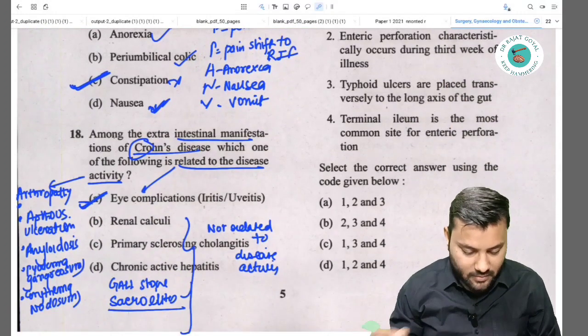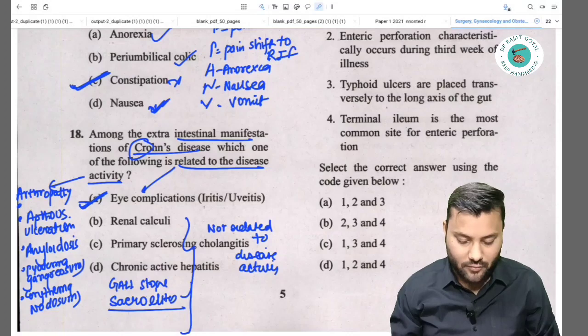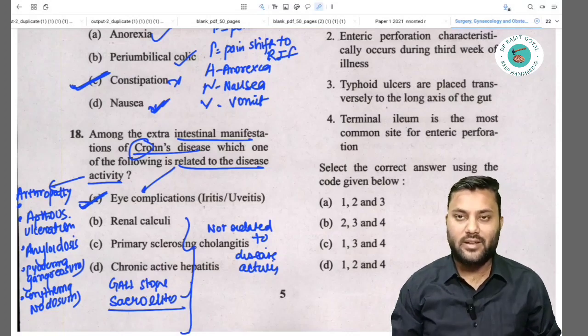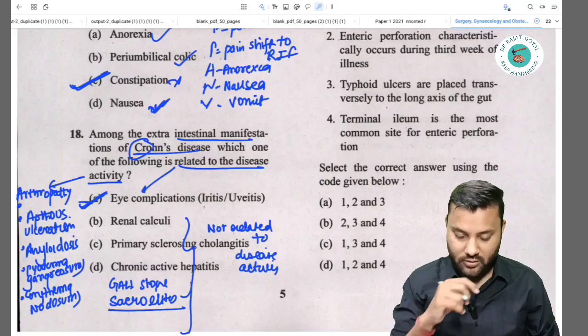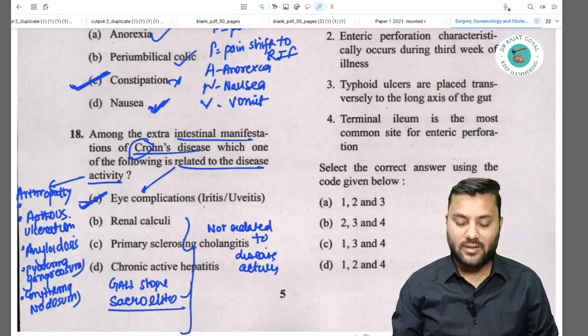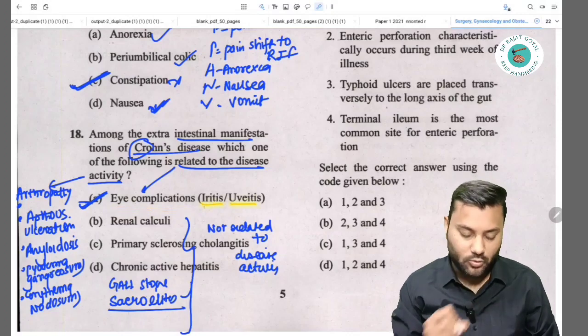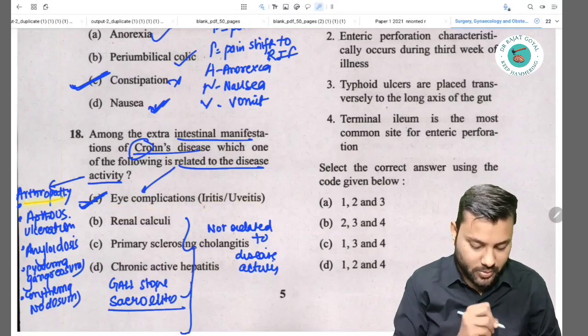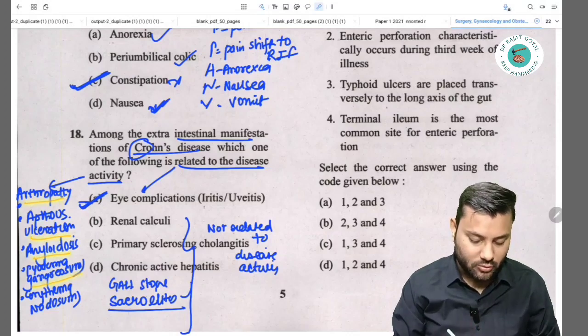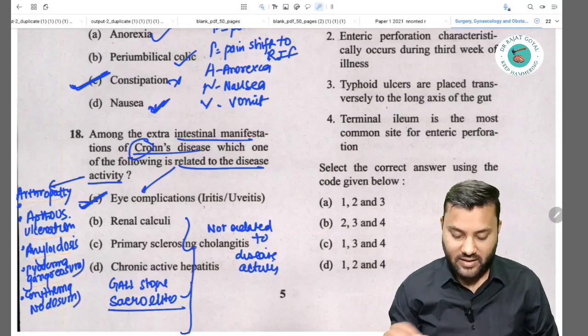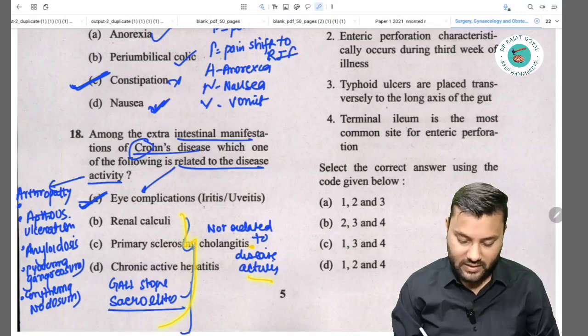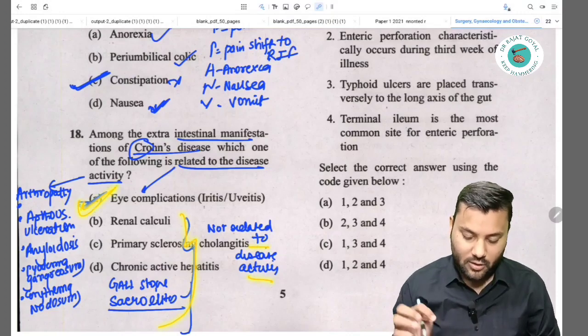Among the extraintestinal manifestations of Crohn's disease, which of the following are related to the disease activity? So we have to remember that the complications which are related to the disease activity are the eye complications such as iritis and uveitis, arthropathy, aphthous ulceration, amyloidosis, pyoderma gangrenosum and erythema nodosum. The rest are not related to the disease activity. So the answer here will be the eye complications.